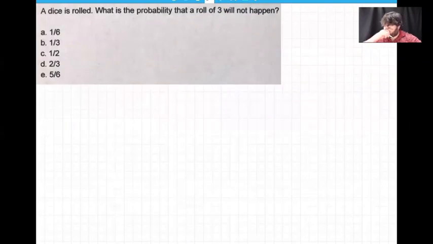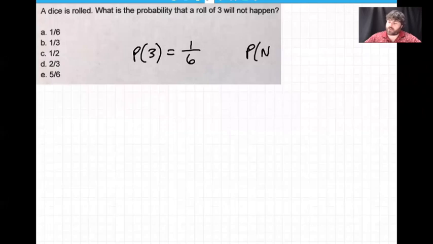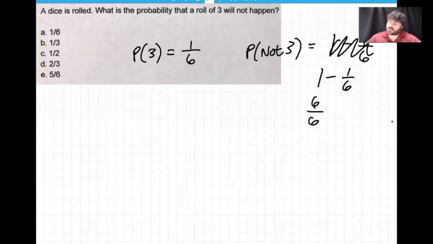All right, so a couple ways to do this. You could just realize that the probability of a 3 happening is 1 out of 6, okay? That means the probability of not a 3 is going to be 1 minus 1/6. It's the thing that's left. I'm going to rewrite this because I don't think you could see it. 1 is 6/6 minus 1/6 is 5/6. So that's our answer, E.